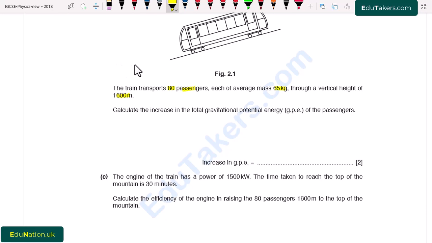Here we have to find out the total gravitational potential energy. So I write here again the formula of gravitational potential energy.